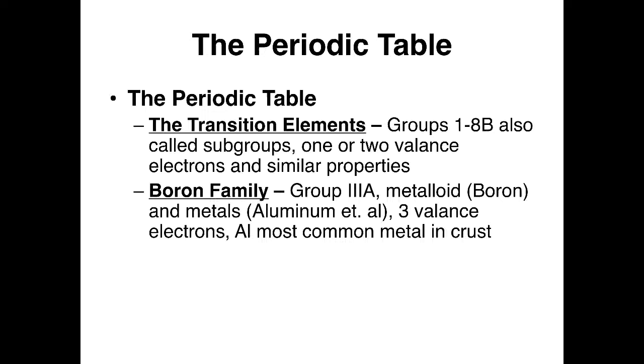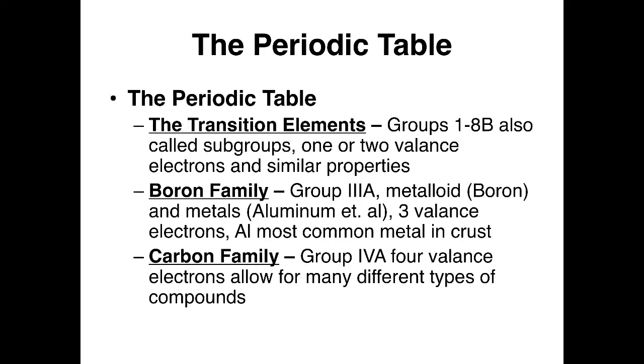The boron family, again, if you have your table in front of you, you can look at that. The group 3A, boron itself is a metalloid, but the others are metals. And aluminum, and all of these have three valence electrons, and aluminum is the most common that has three valence electrons. The carbon family, 4, has 4 valence electrons.